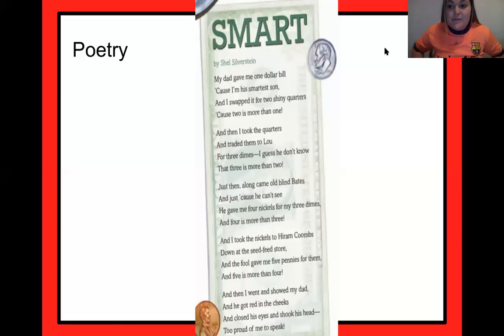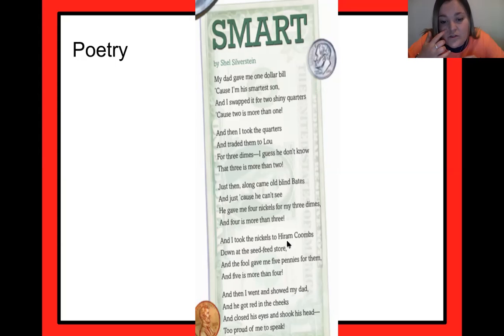We are starting with some poetry today, and it's called Smart by Shel Silverstein. My dad gave me $1 bill because I'm his smartest son, and I swapped it for 2 shiny quarters because 2 is more than 1. And then I took the quarters and traded them to Lou for 3 dimes. I guess he doesn't know that 3 is more than 2. Just then along came old blind Bates, and just because he can't see, he gave me 4 nickels for my 3 dimes, and 4 is more than 3.